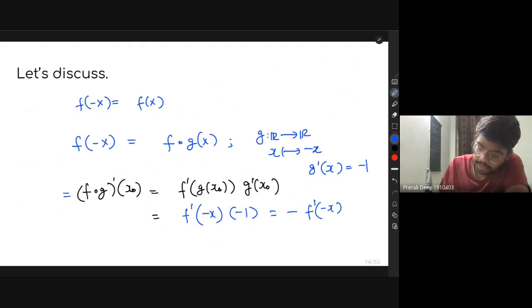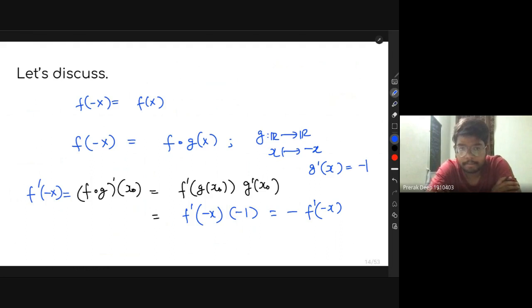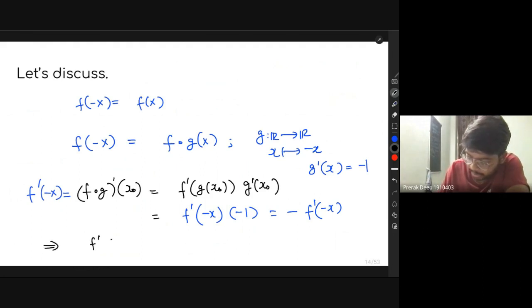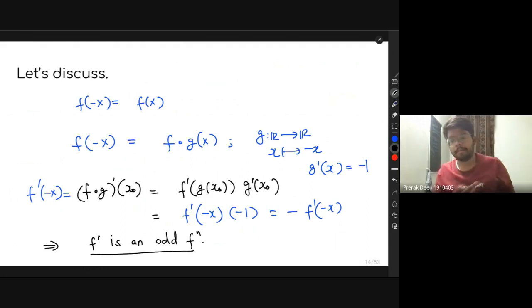And what was our right hand side? The right hand side was f prime of x. So in other words, what we have proven is that f prime of minus x is equal to minus of f prime of x, which implies that f prime is an odd function. So if we start with an even function, its derivative turns out to be an odd function.